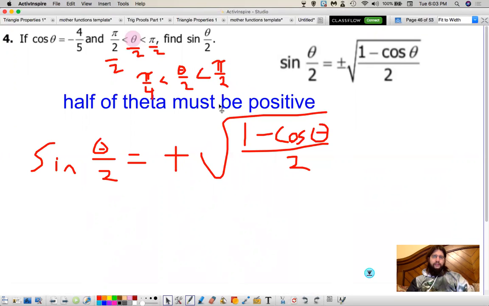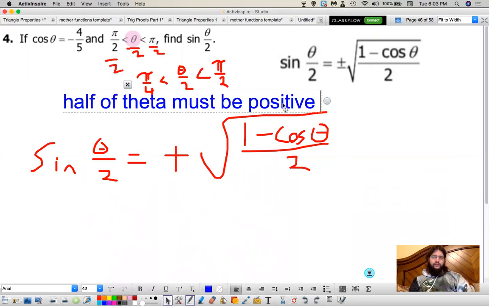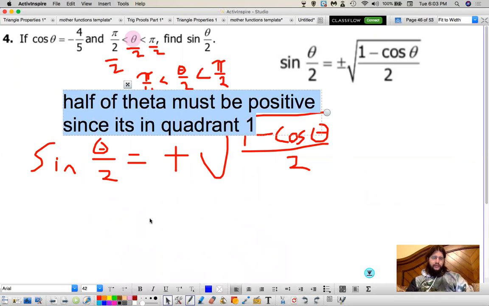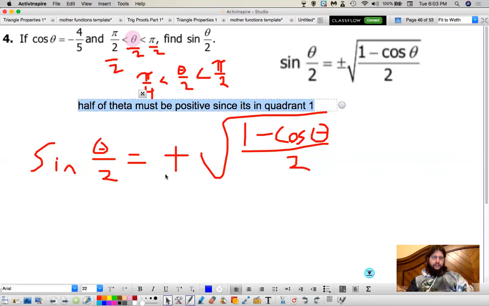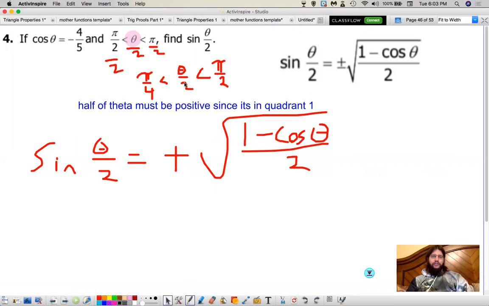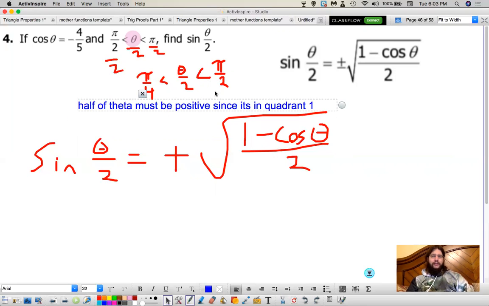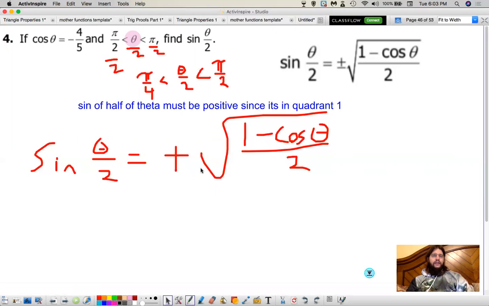We're in quadrant 1. Let's make them smaller. So we know that theta over 2 is in quadrant 1, so the sine of theta over 2 has to be positive because theta over 2 is in quadrant 1. Okay, let's plug it in now.